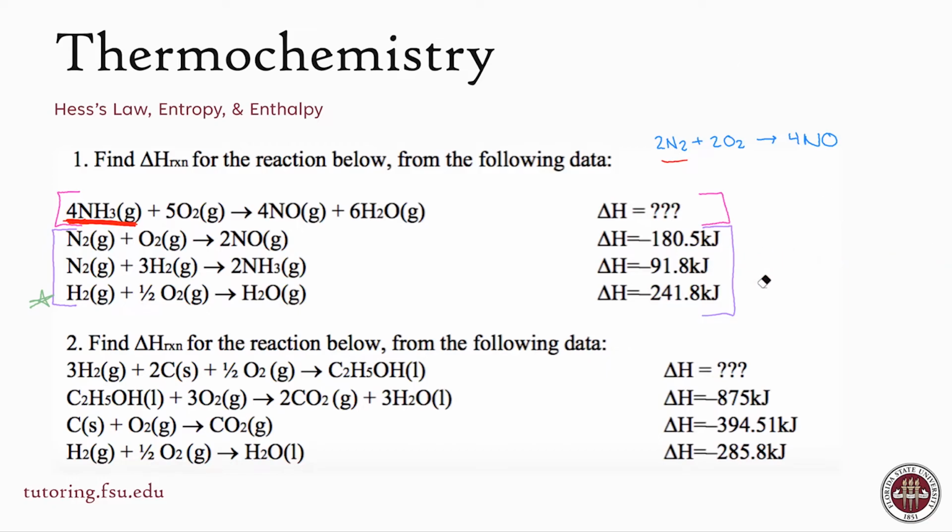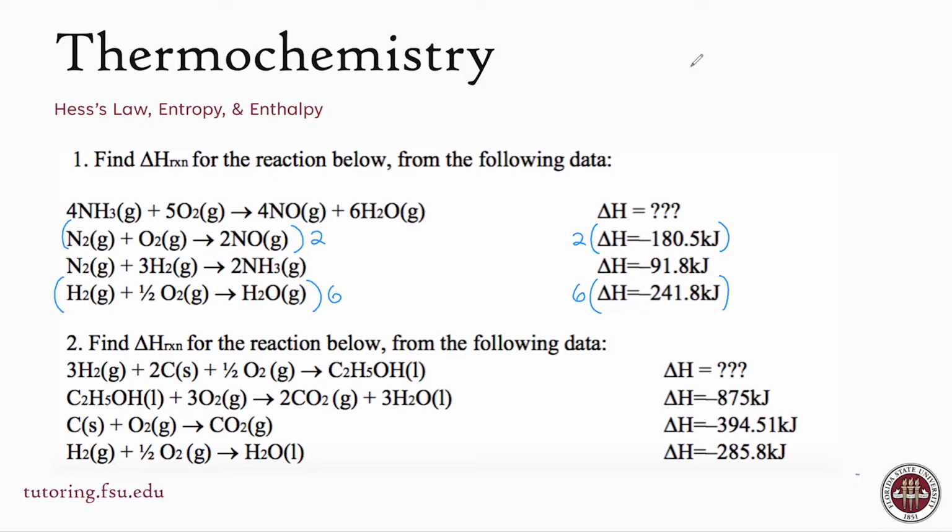So to make some space, just before we keep moving, to backtrack, we left this reaction as is, and we multiplied it by 2 to get that 4NO. And since we multiplied the reaction by 2, we have to multiply this delta H by 2. And then on the third reaction, we multiplied by 6 to get the 6H2O. And so we multiply this delta H also by 6.